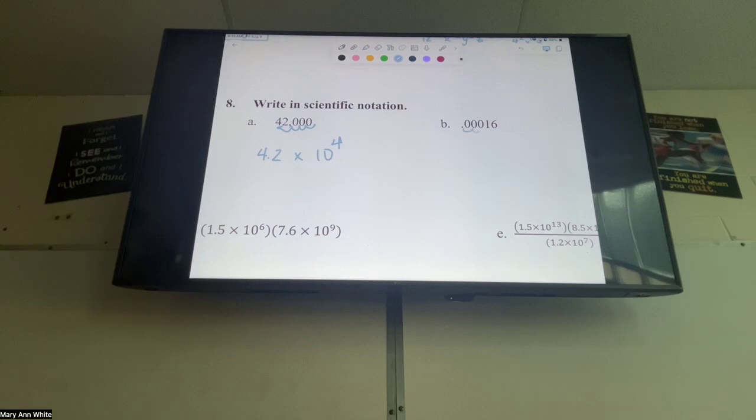So on this one, I'm gonna move it, move it, move it. 1.6 times 10 to that, and it was a very small number. I moved the decimal to the right, and I moved it 1, 2, 3, 4 places. All right, those are pretty simple.